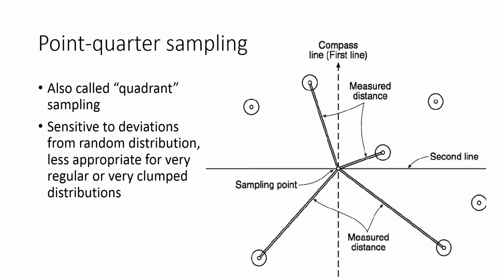But the basic idea of point quarter sampling is you have a starting point. You divide it with your compass into quadrants, so you have 4 quadrants. And then within each of the 4 quadrants that you identify, you take a measurement to the nearest thing of interest. So if it's a tree, you take the measurement from here to here, and then in this quadrant, you take the measurement from here to here, and so on. And that does allow you, with some math, to calculate an areal estimate.